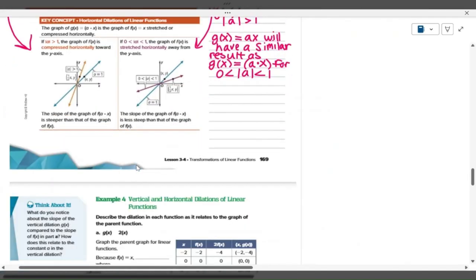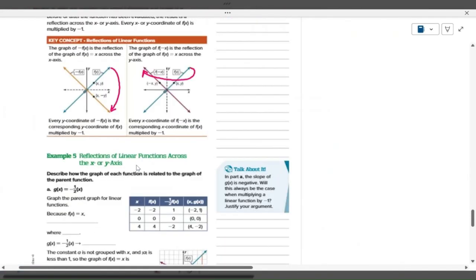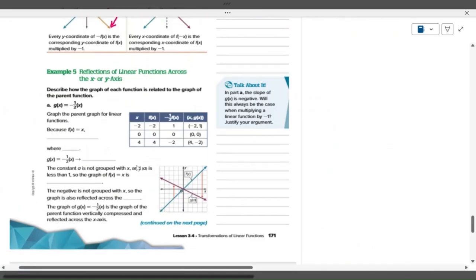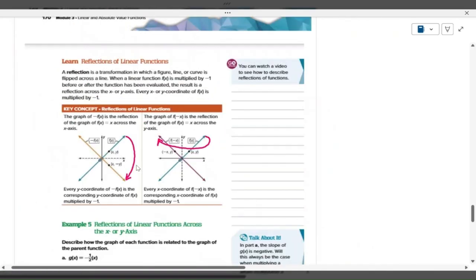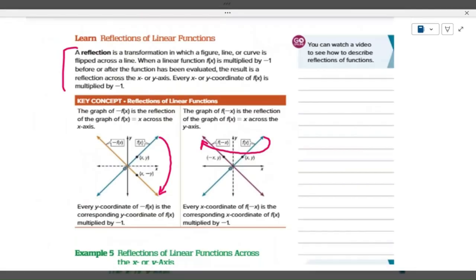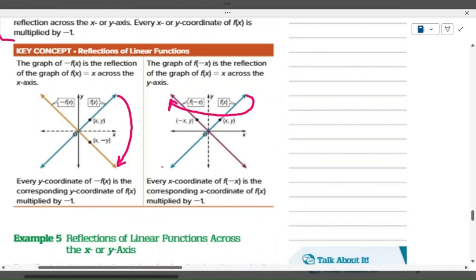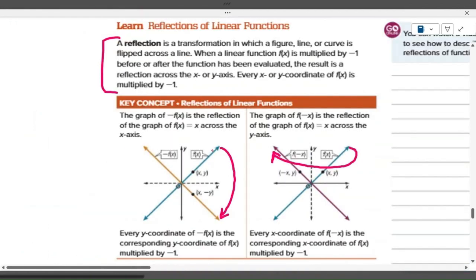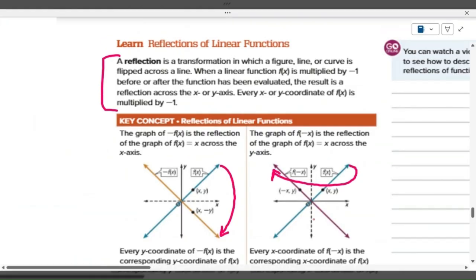Go to the last page in this video lesson, 171, and this is a reflection. So I want you to put a little bracket around this paragraph here. And then I want you to annotate the graphs the way that I did. I'm showing you the moves that these functions are making, how we are reflecting across the dotted line. We are reflecting this way across the dotted line and what's happening to our function. So it's when we flip it across the x or y axis, and that's what the little paragraph under Learn says.